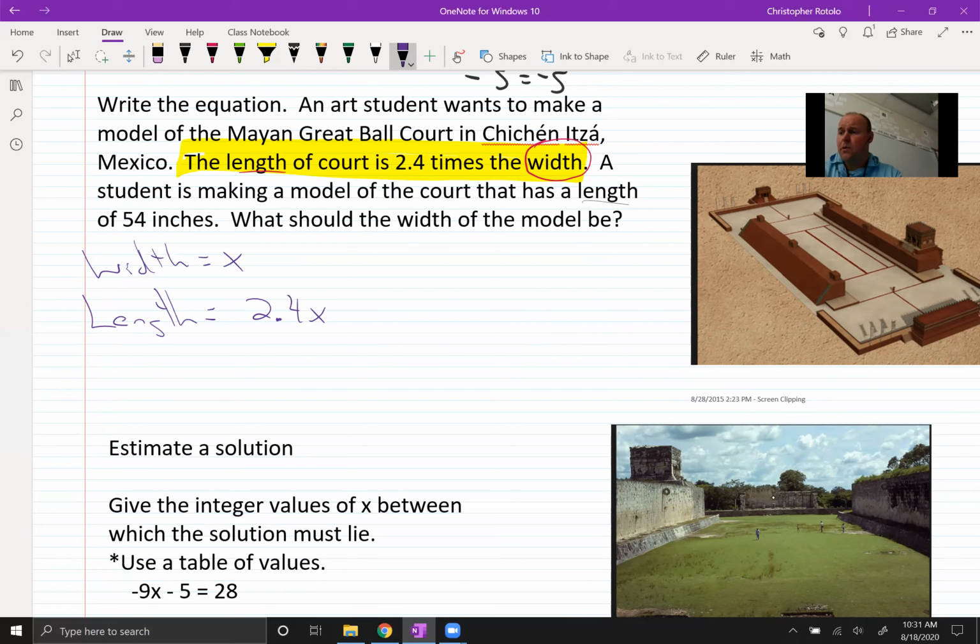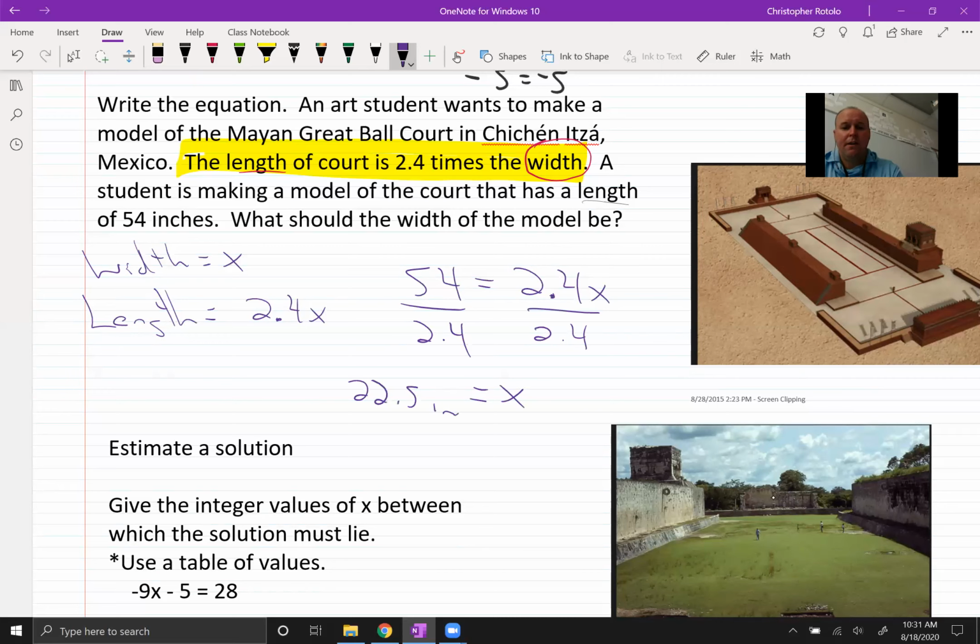All right, so we just want to set it up so it's 54 = 2.4x. And then we're going to be solving for x, which is just the width. So we're going to divide by 2.4, and x turns out to be 22.5 inches.